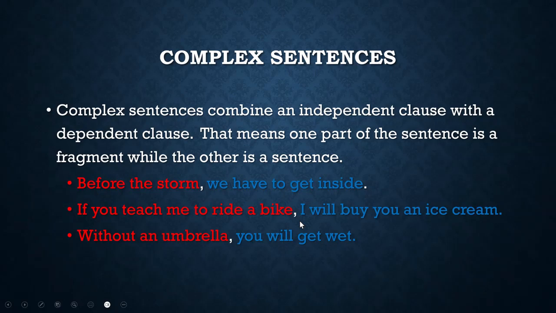If you teach me to ride a bike, I will buy you some ice cream. If is the subordinating conjunction, and that is a complex sentence. Without an umbrella, you will get wet. Without is your subordinating conjunction, and it makes a complex sentence, with the independent clause, you will get wet. So those are complex sentences. That is all.